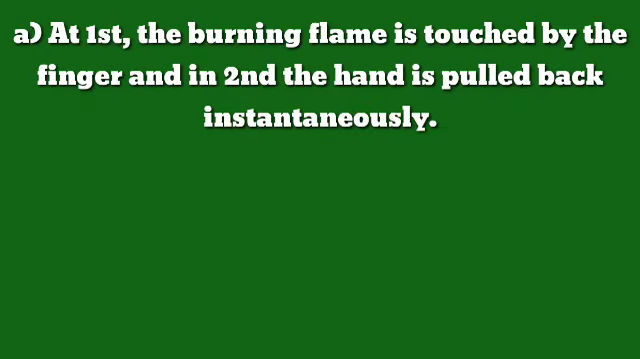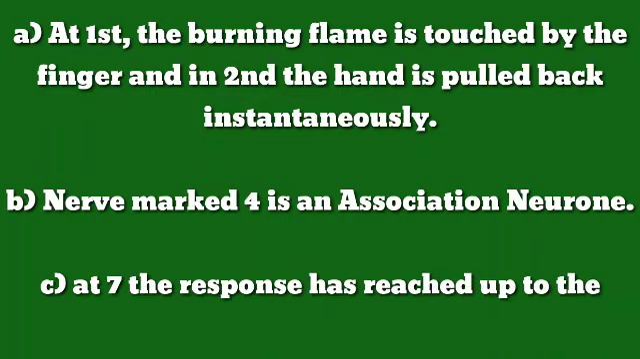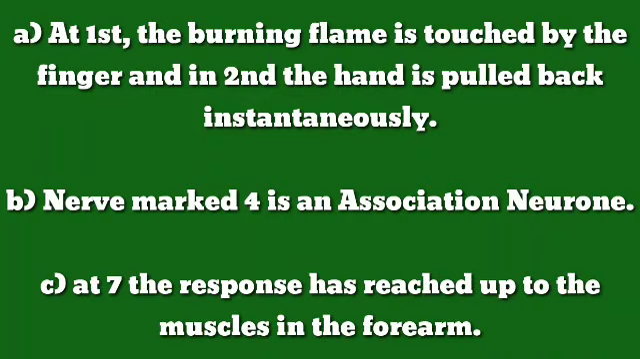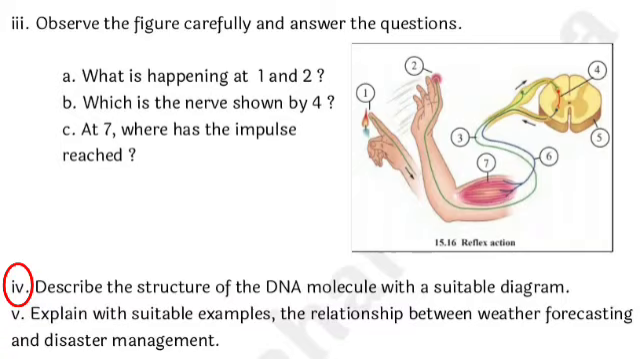Answer of A. At first, the burning flame is touched by fingers, and in second, the hand is pulled back instantaneously. Answer of B. Nerve marked 4 is an association neuron. And answer of C. At 7, the response has reached up to the nucleus in the forearm. Let's see the next question.